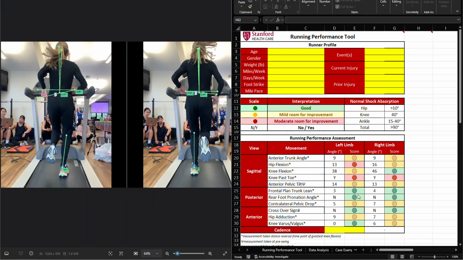So in the posterior view, I went through and wrote down the different angles during mid stance: the front trunk angle, rear foot pronation angle, and the contralateral pelvic drop. Based off the scores relative to the cut points, it would give me a green, yellow, or red light.